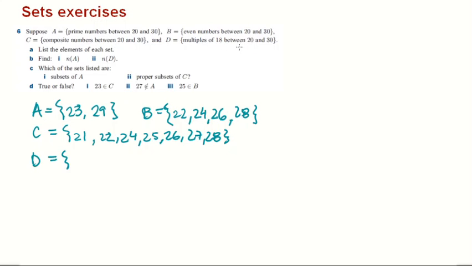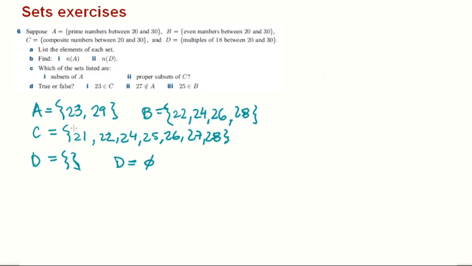Now D, multiples of 18 between 20 and 30. Will we have any multiples of 18? Well, 18 times 1 is 18. 18 times 2 is 36. So neither of those is inside our range. So it's empty. You could describe it like this, or say D is empty.